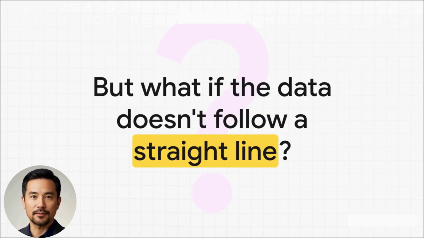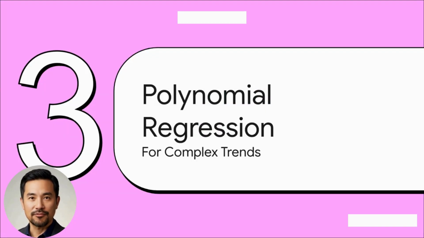Now, a straight line is great and all, but is the real world always that simple? Think about it. Do pumpkin prices really move in a perfect straight line all year? No way. They probably shoot up in October and then crash in November. A straight line isn't going to capture that curve, is it? And that's where our next tool comes in. For those more complex, curvy trends, we use something called polynomial regression.